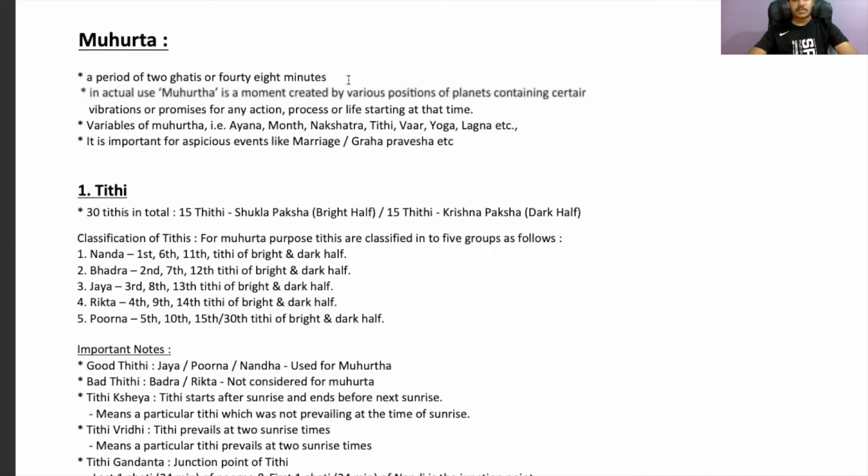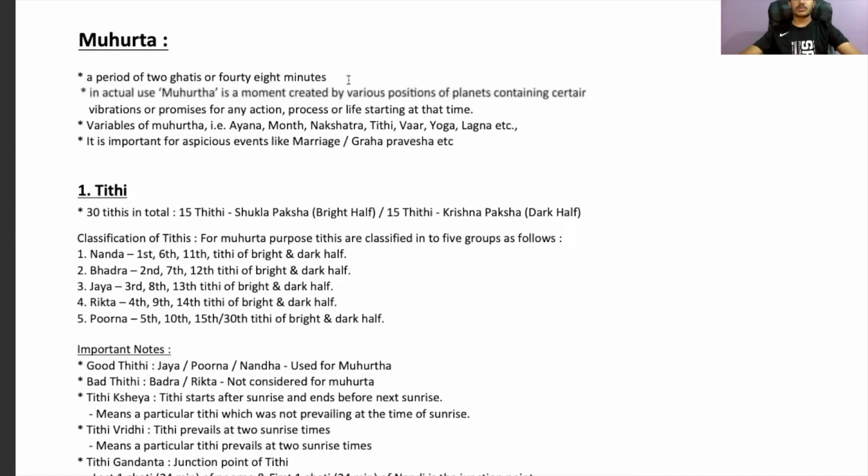Next, Bhadra is the second, 7th, and 12th tithi of the bright and dark half. The same goes for Jaya: the 3rd, 8th, and 13th tithi. Rikta is the 4th, 9th, and 14th tithi. Purna tithi is the 5th, 10th, and 15th or 30th tithi of the bright and dark half. You might have heard Pratama, Dvitiya, Tritiya, Chaturthi, Panchami, Shashti, Saptami, Ashtami, Navami, Dashami, Ekadashi, Dwadashi. Those are the different tithis.